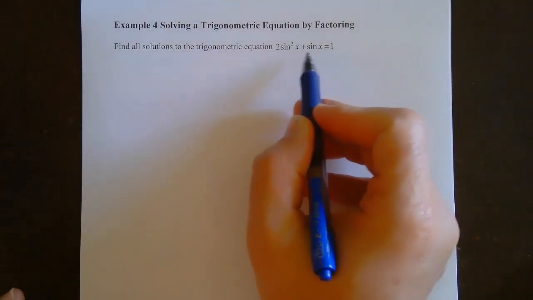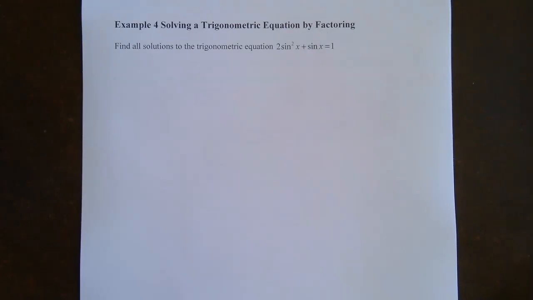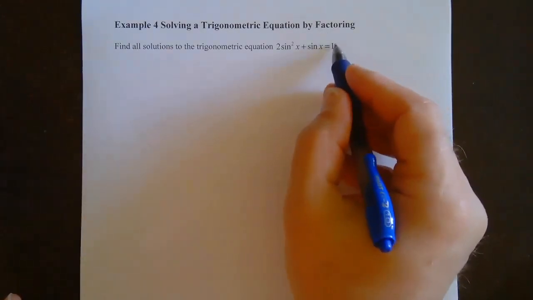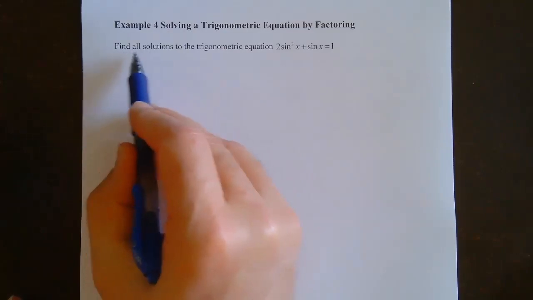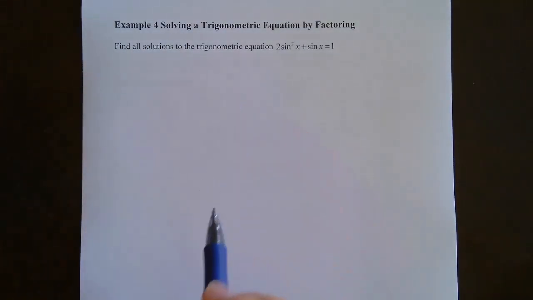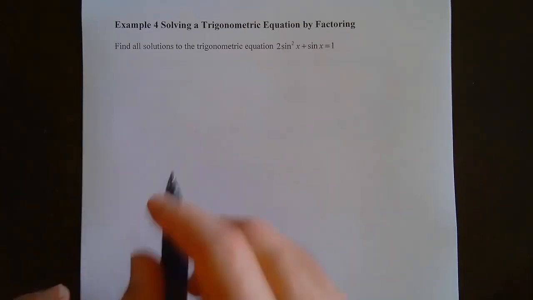So what we want to do is to factor it, we've got to get one side equal to 0. So I'm going to move this 1 over to the other side. And I'm asking you for all the solutions, so not just the ones between 0 and 2 pi, but all of them. And I'll talk about that in a minute. We'll get the ones from 0 to 2 pi first, and then we'll get all of them. And I'll show you how we do that.